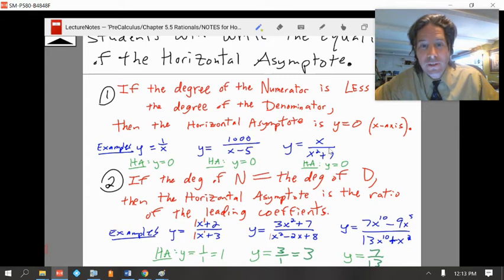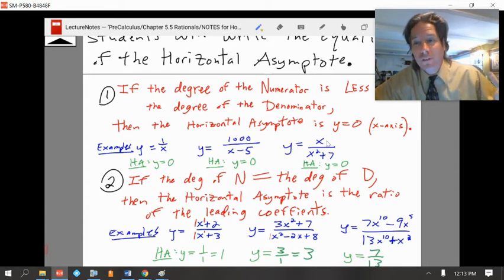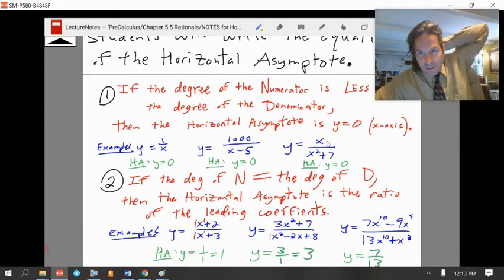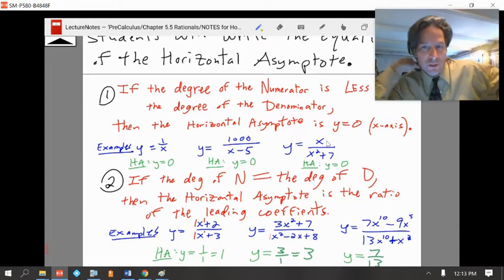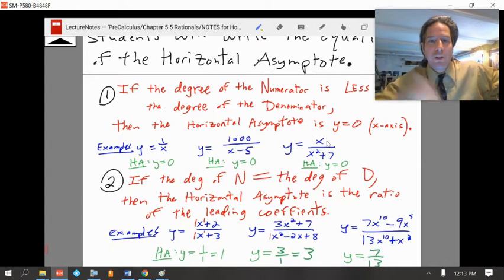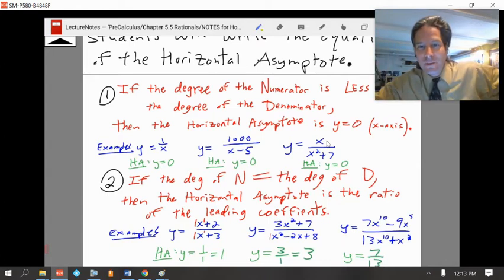So when the degree of the numerator is less than the degree of the denominator, okay, the degree is, again, the highest power of the polynomial. It's the highest power of the numerator and the highest power of the denominator. So when the degree of the numerator is less than the degree of the denominator, your horizontal asymptote will be y equals 0. It will be the x-axis every time, okay?